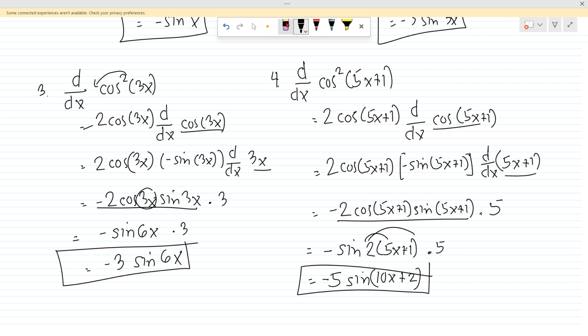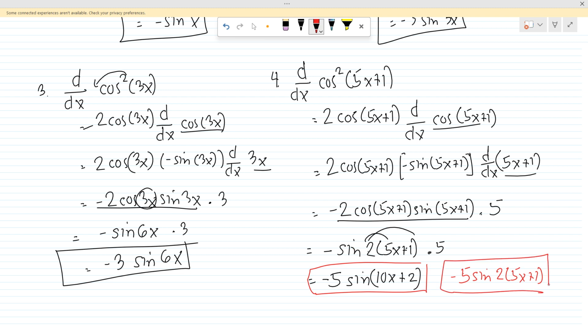What if I just have an answer of negative 5 sine of 2 times 5x plus 1? Also, this is correct, since we just simplify. So we have no problem there.